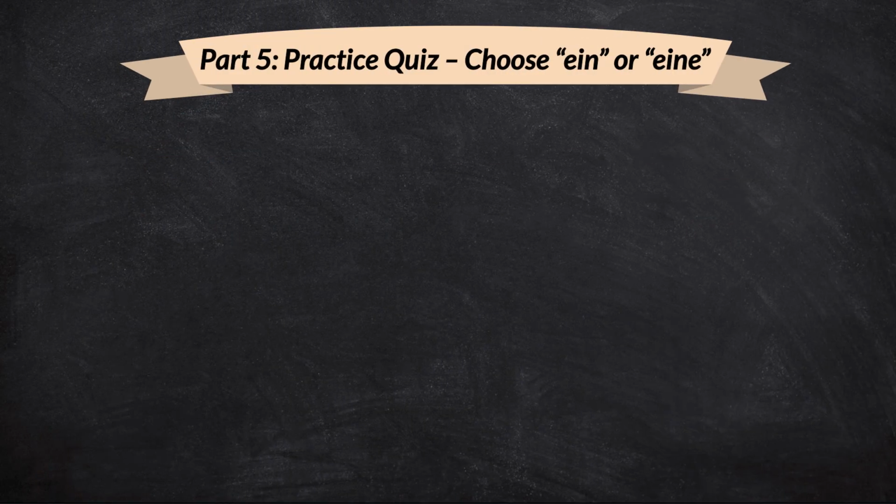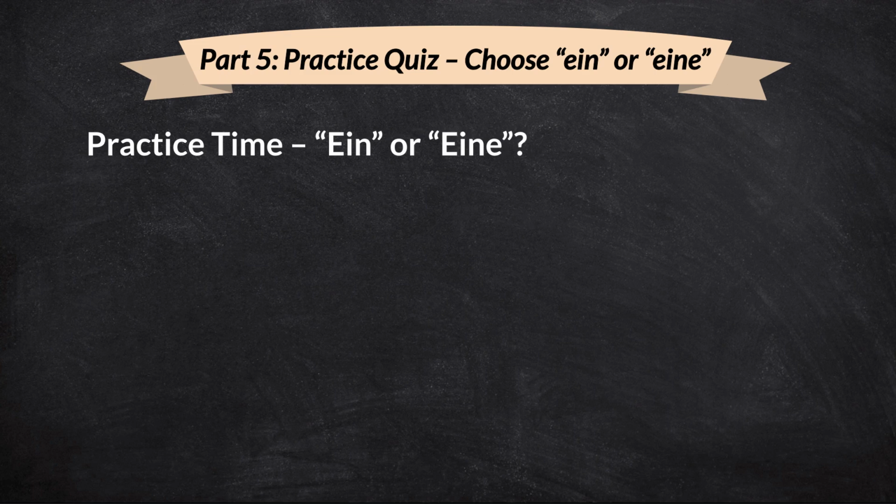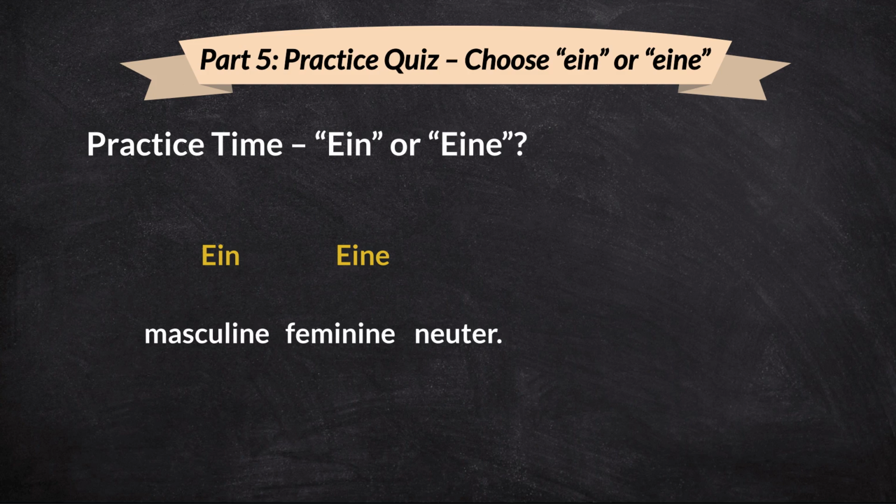Part 5, Practice Quiz. Choose ein or eine. Now it is your turn to practice. I will say a sentence with a blank, and you will choose the correct word, ein or eine, to complete the sentence. Each word will be a common noun. Try to remember if it is masculine, feminine, or neuter. Are you ready? Let us begin.